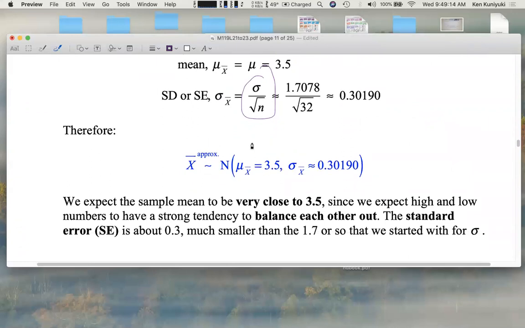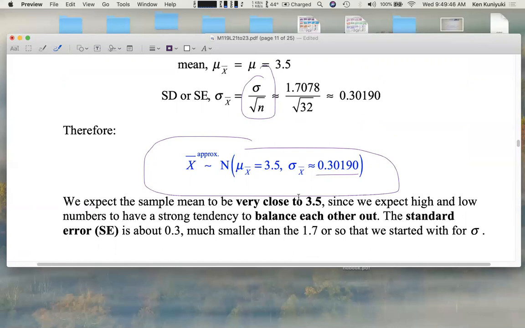All right, so the CLT for means tells us this result, that the sample mean distribution was approximately normal, with mean mu sub x bar, same as Big Daddy mu, 3.5. Sigma sub x bar is not Big Daddy sigma, it's not 1.7, it's more like 0.3. I like to write out 5 sig figs just to be safe. So basically, we expect the sample mean to be very close to 3.5. If a machine rolls 32 dice, we expect the sample mean to be very close to 3.5.